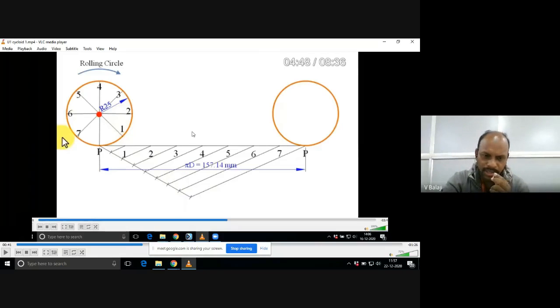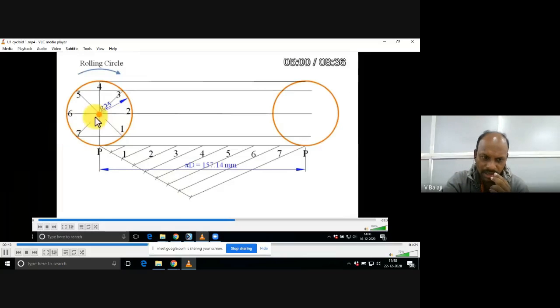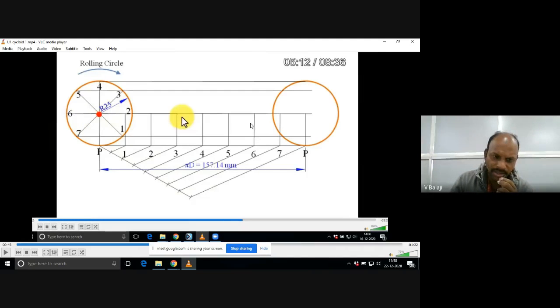Now the next important step is to draw horizontal lines like this. One common line passing through 1 and 7. Line passing through 2 and 6; the 2, 6 line is also passing through the center of the circle, so it is a special line. And for 3 and 5, draw one common line, and passing through 4 you draw one horizontal line.